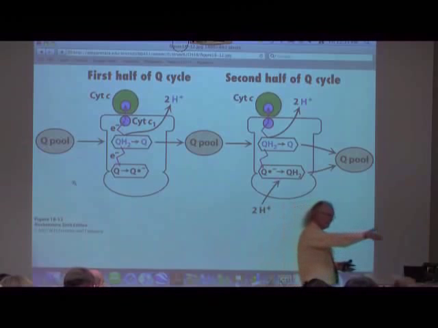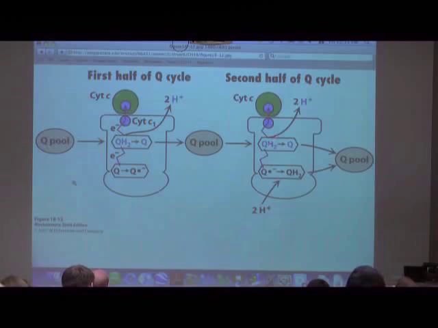Yeah, I'm confused with the second half of the cycle. I get the proton is coming from QH2, and then two protons is coming from inside. Yep. So isn't that three protons here? Say it again now. Two protons from QH2 are going right there. Okay, it's going out, but yep. The protons are coming from the matrix.